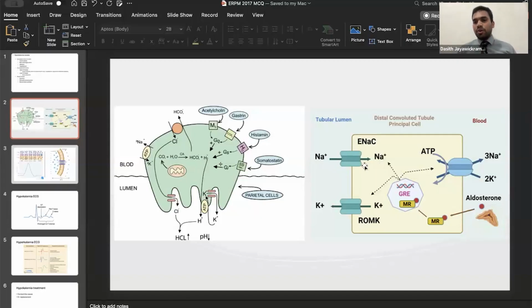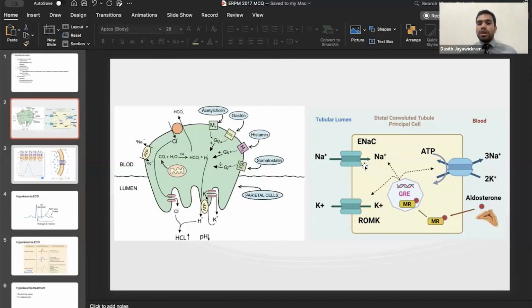Okay, did you understand that hypokalemia occurs in vomiting because of this? This is called hypokalemic hypochloremic metabolic alkalosis. Why hypochloremic? As I said, there's loss of potassium ions from the kidneys.